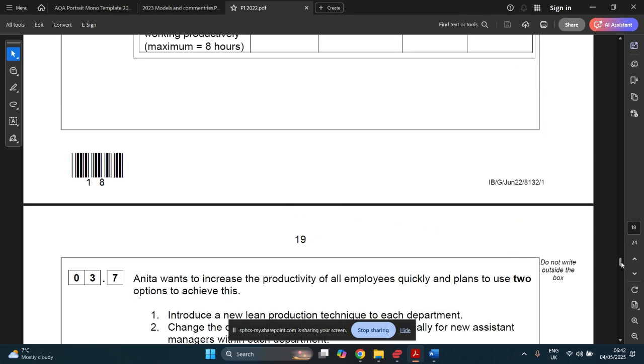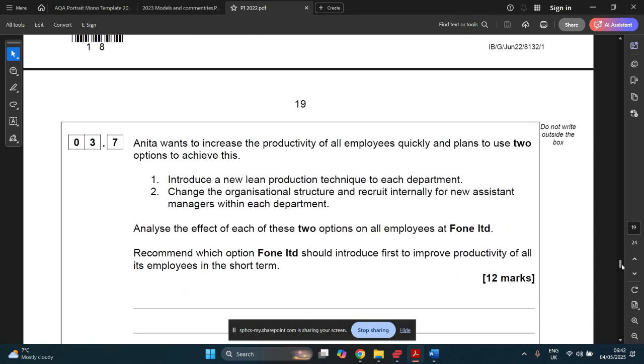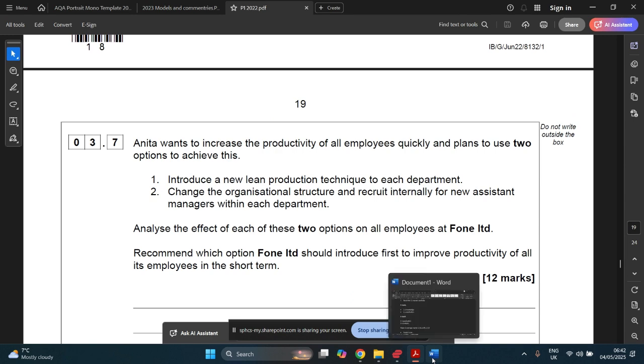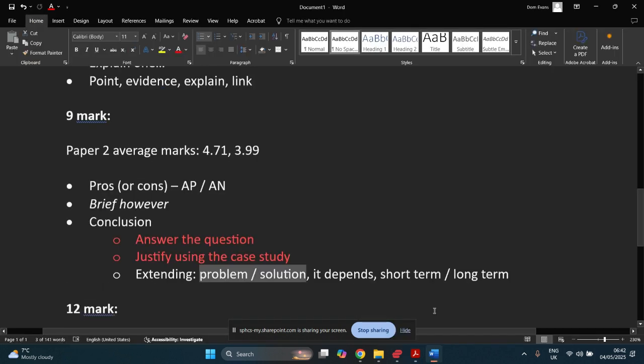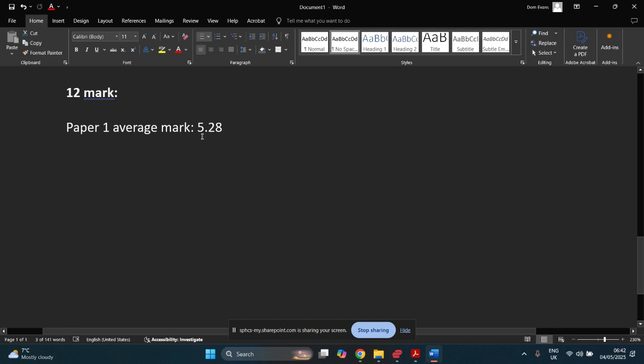So this is why I recommend not going straight for the 12 marker, okay? Because to do really well in the 12 marker, it's best if you've read all of that. So don't recommend skipping straight to it. Okay, key thing about the 12 marker, the average is 5.28. So again, not particularly well answered.